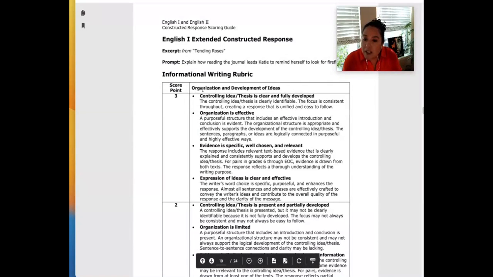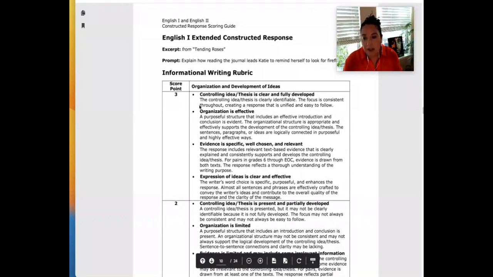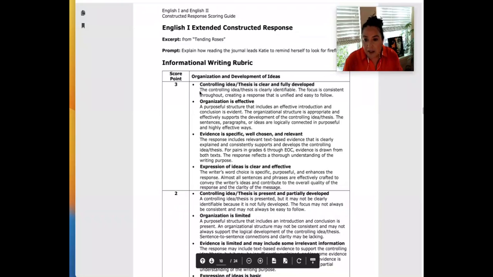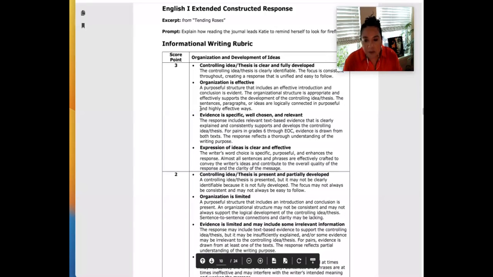So as far as organization and development of ideas, some things to keep in mind is that the controlling idea, our thesis, must be there and must be clearly identifiable. Of course, in high school, we call this a thesis. TEA is using the same rubric for both middle school and high school. They also ask that the organization be effective, and we also see that they are calling for an introduction and conclusion. And indeed, we noticed that the lower scoring essays did not have an introduction and conclusion, and TEA in their annotations called that out as a reason why those students were scored down.